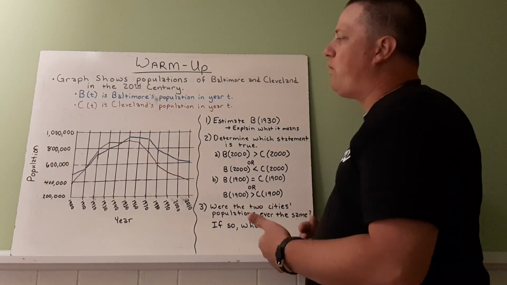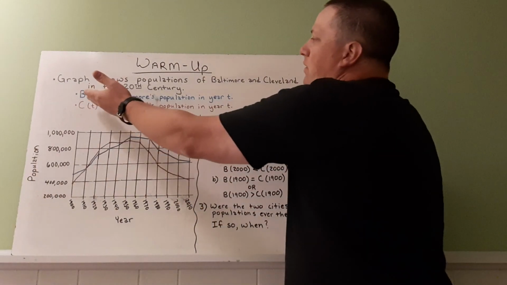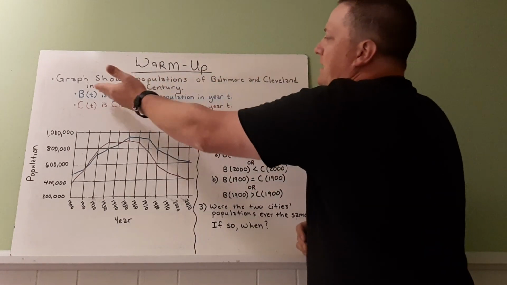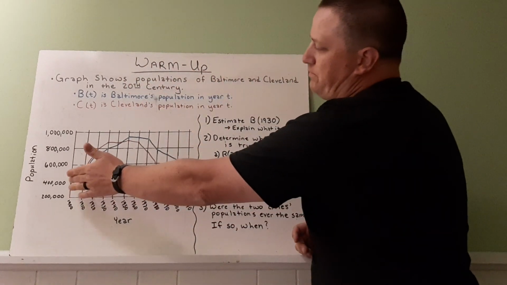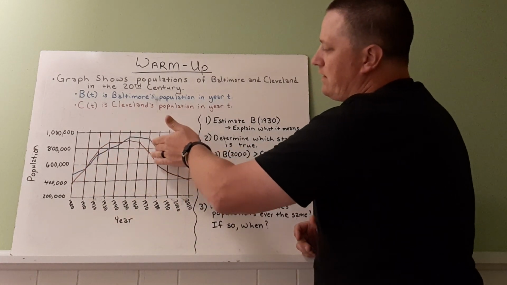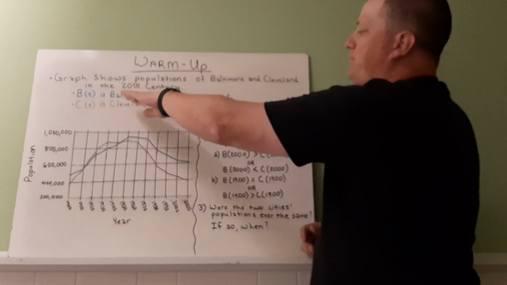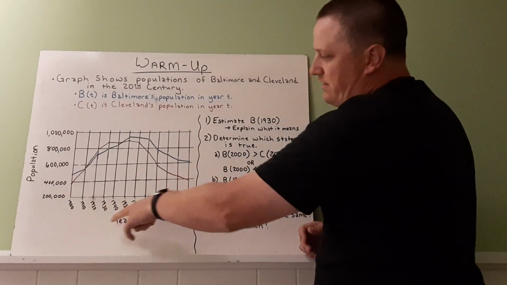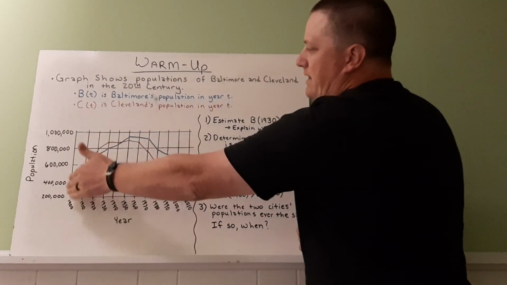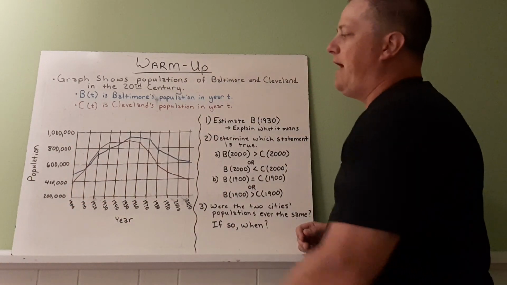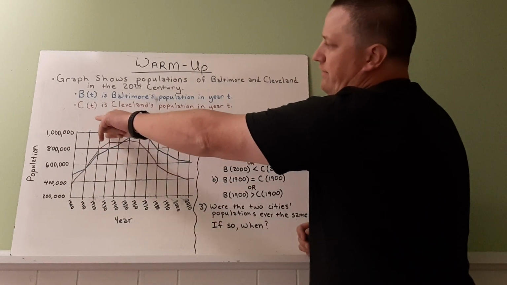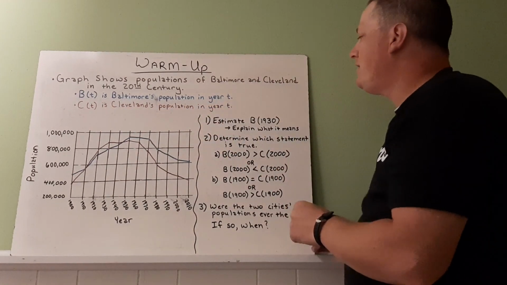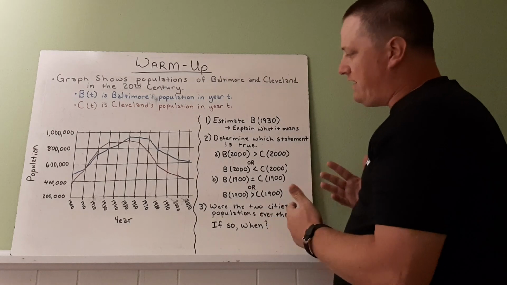All right, so our warm-up is we're looking at a graph that shows the populations of Baltimore and Cleveland in the 20th century. So this blue line or curve is Baltimore's population in year T. So notice the years at the bottom, the estimated populations here. And then the purple line is C of T, which is Cleveland's population in year T. So what I want you to do is answer these questions.